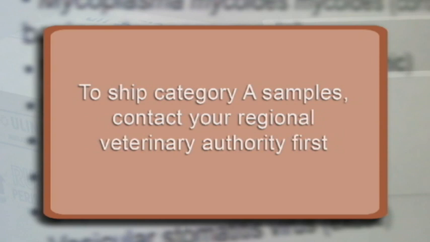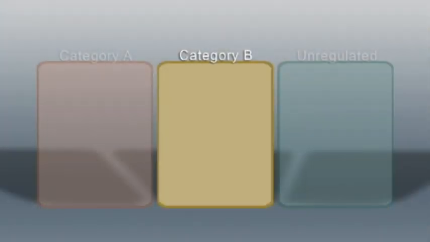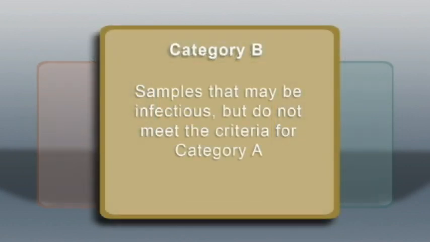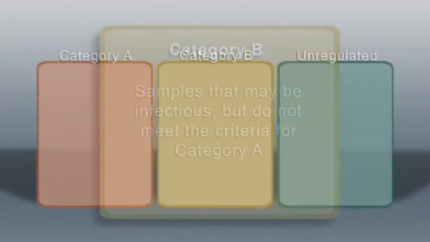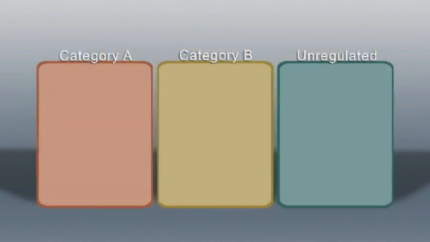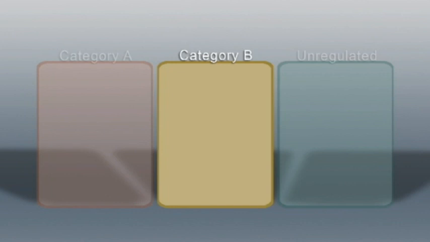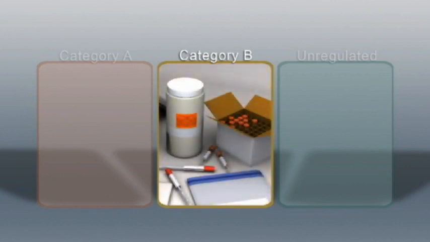Category B samples include substances that may be or are known to be infectious but do not meet the criteria for Category A. Most veterinary diagnostic specimens fall within Category B. We will now demonstrate how to package and ship Category B samples to the diagnostic laboratory.